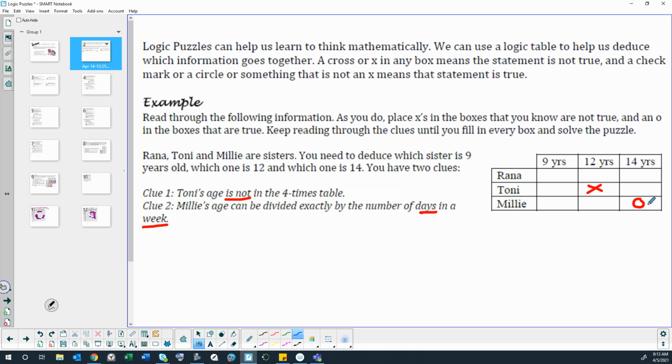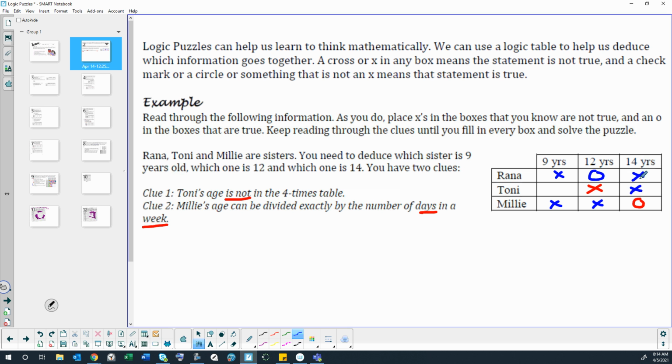The cool thing is, anytime you know an answer, you can automatically cross out everything else except for that answer. So, since Millie is not 9 or 12, put X's in those boxes. In the 12 years column, you can now see that Rana is the only possibility. So, put an O in this box right here. And X's in the 9 and 14.